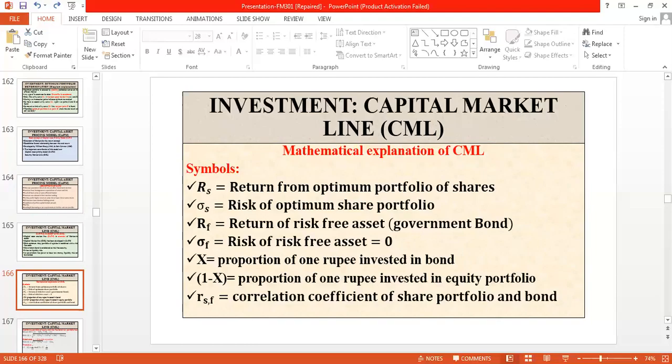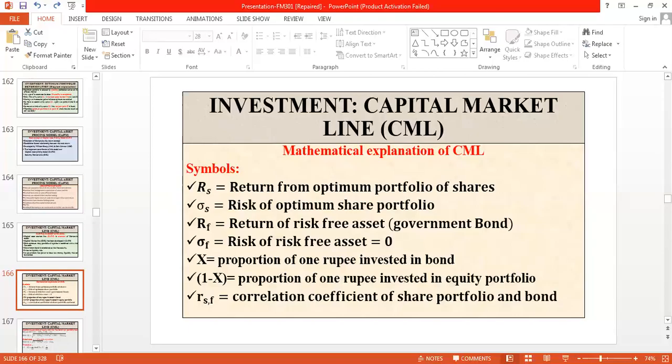Now we come to the second two symbols, which are related to the risk-free bond. Rf means the return of the risk-free bond, that is, the government bond. Then there is standard deviation sigma f, which is the risk of the government bond. In fact, since we have assumed that the government bond has no risk, sigma f is actually zero. But for mathematical equation development, we will consider this sigma f.